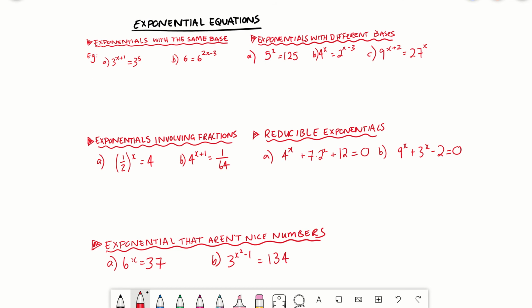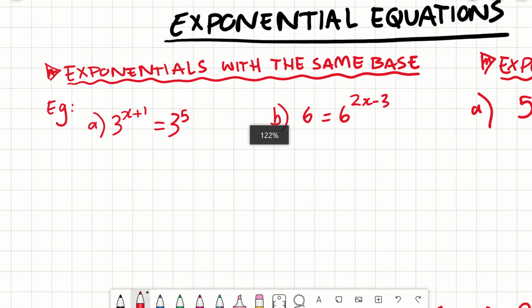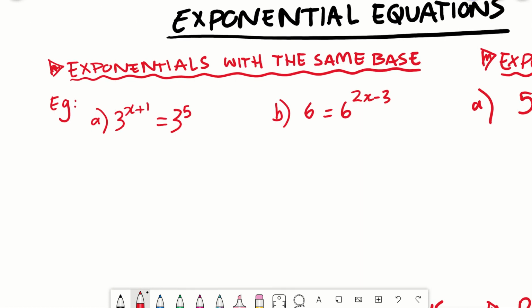So we're going to start with the first type, where we're solving exponentials that have the same base. These are definitely the easiest ones, where it's pretty obvious straight away how we can go about solving it. If 3 to the power of x plus 1 is equal to 3 to the power of 5, well then we know that x plus 1 must equal 5. And then we just solve that equation and we get x equals 4.